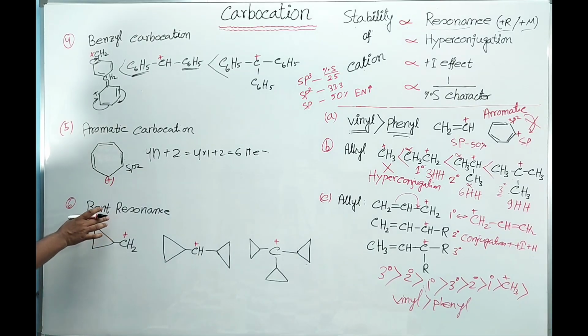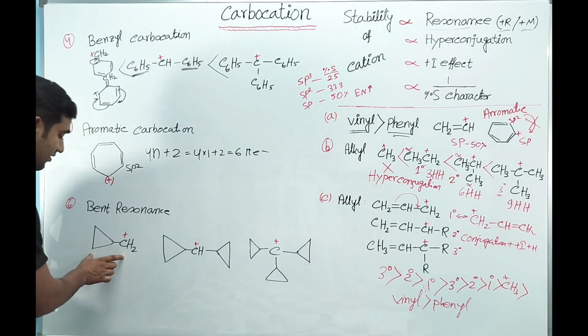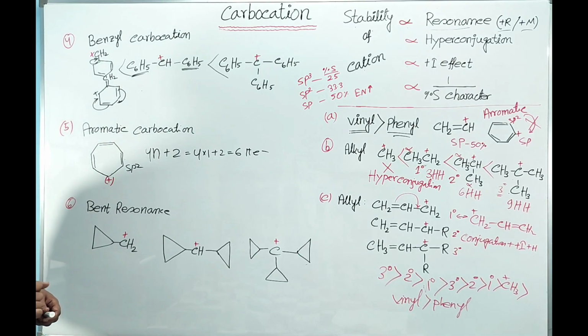So the sixth one is the bent resonance. Means this is cyclopropyl methyl carbocation.